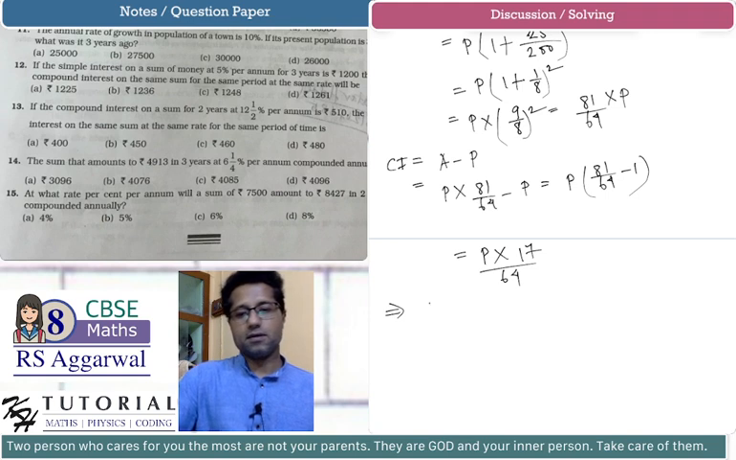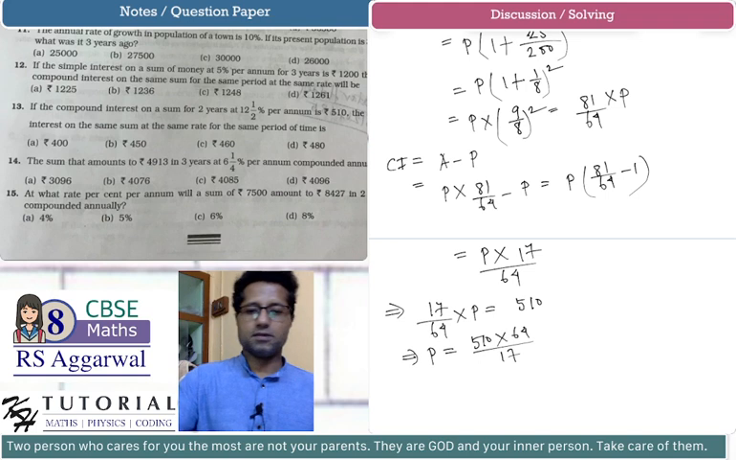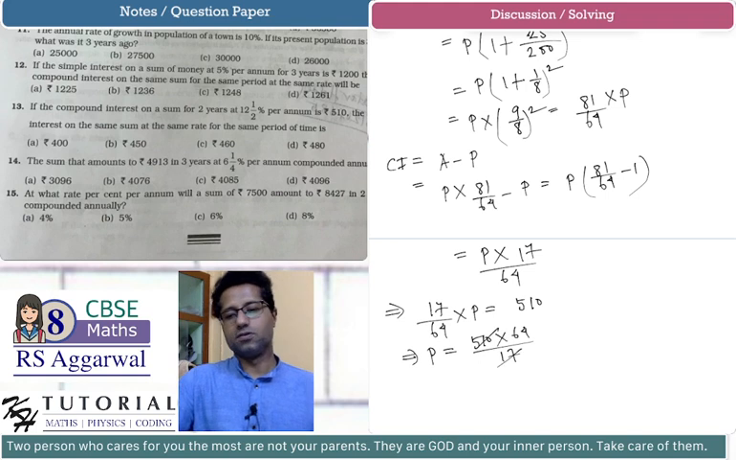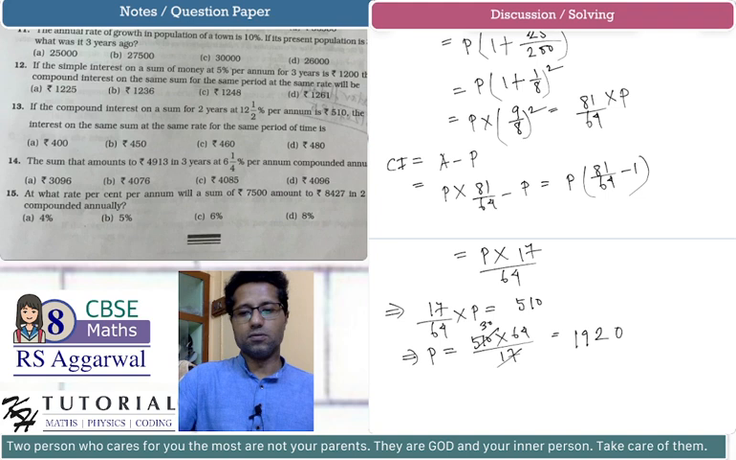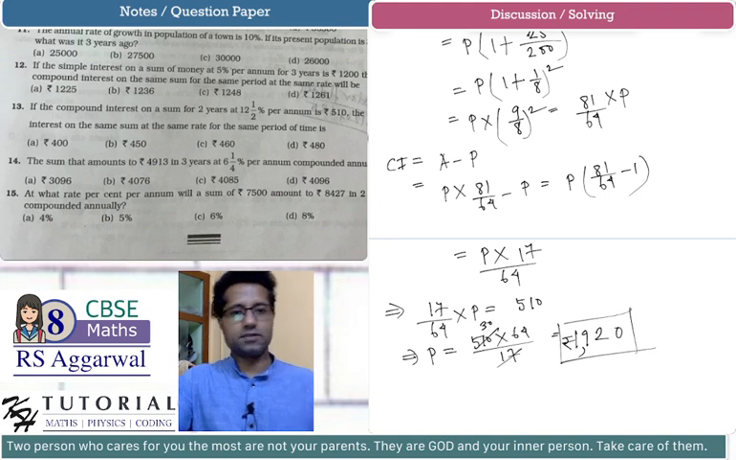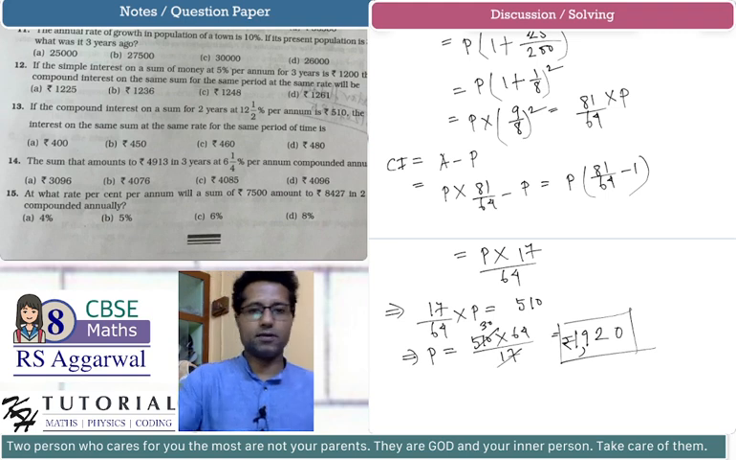So we can say 17 divided by 64 multiplied by P is equal to 510. So this implies P is equal to 510 multiplied by 64 divided by 17. And 17 divides 510 with 30, and this is equal to 1920. The principal for the compound interest calculation was rupees 1920.